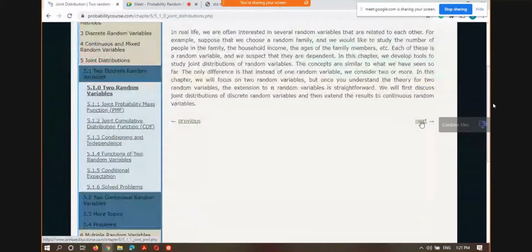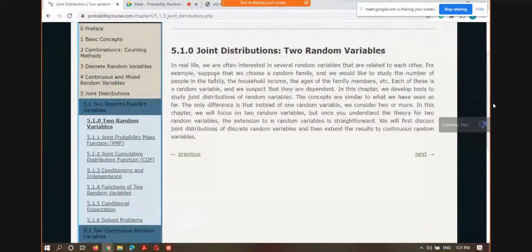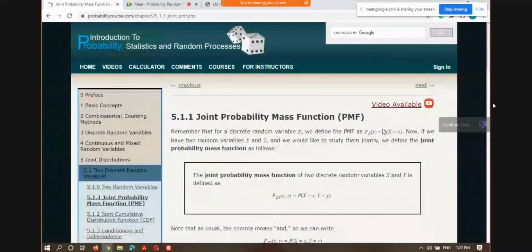If you have more than two random variables, like in real life, we are often interested in several random variables that are related to each other. For example, suppose that we choose a random family and we would like to study the number of people in the family, one random variable, the household income, another variable, and the age of the family members, another random variable. So if we want to study more than one property, we have more than one random variable.